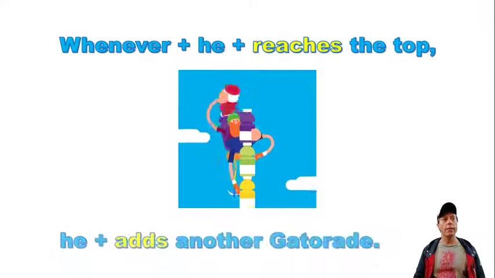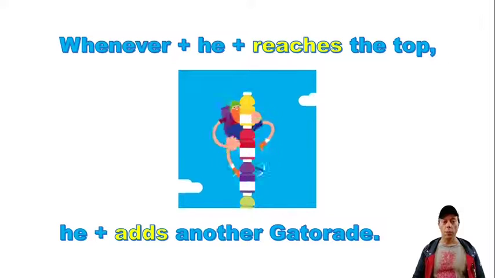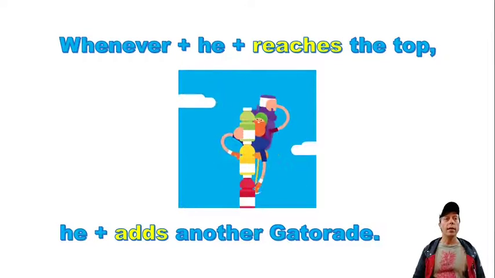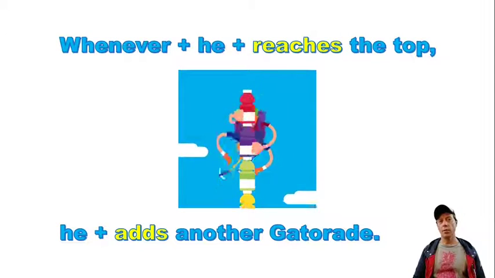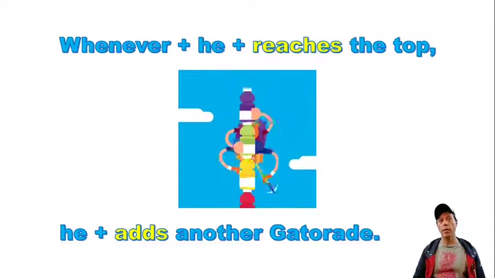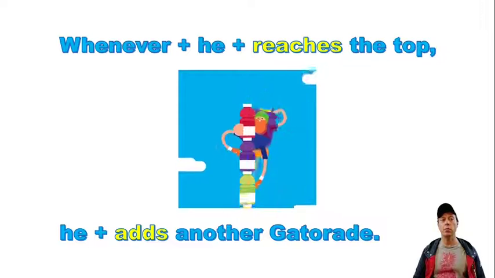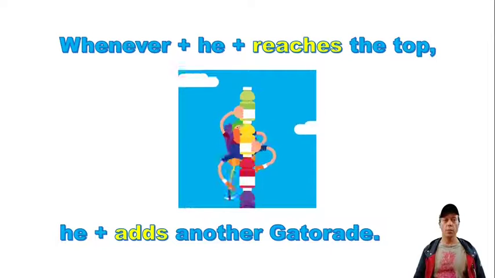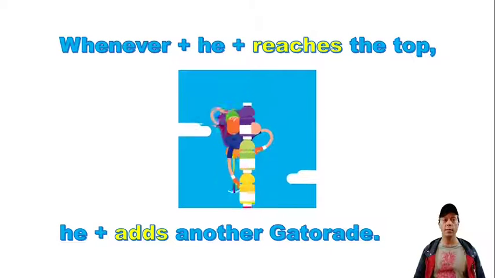Okay, for example, every time or whenever he reaches the top, he adds another Gatorade. We can see from the GIF that this is 100% true. We can anticipate that he's going to add another Gatorade every single time. So it's present simple cause, present simple effect, and no modal.